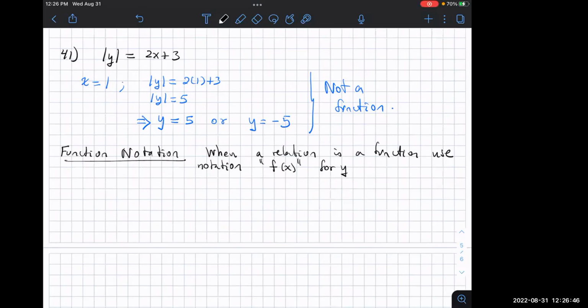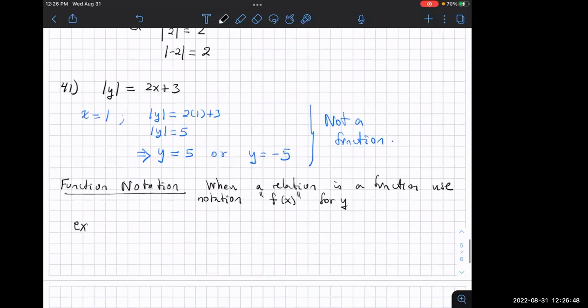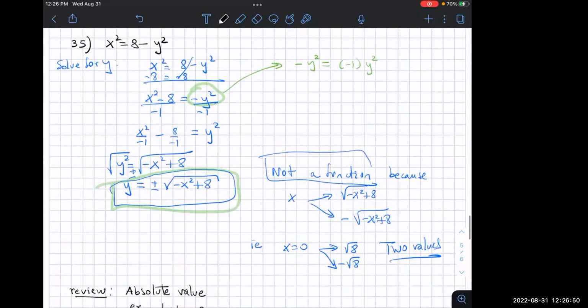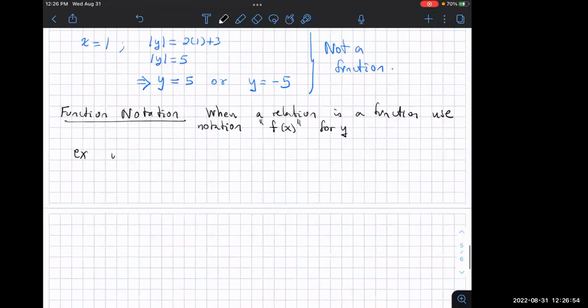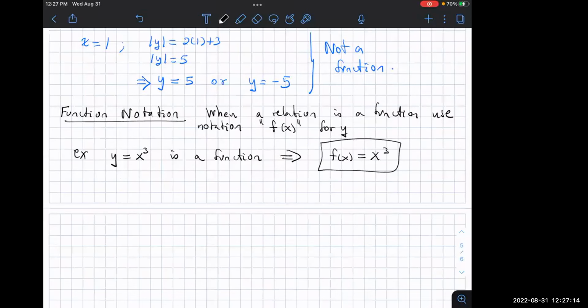Okay, so for example, what was a function? This was not a function. y equals x cubed was a function. Therefore, we eliminate the y and instead we put f of x. So then this becomes f of x equals x cubed. So that is a function notation.